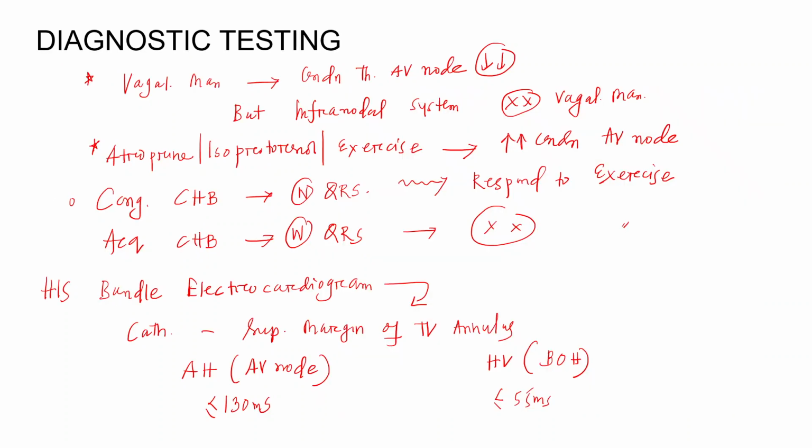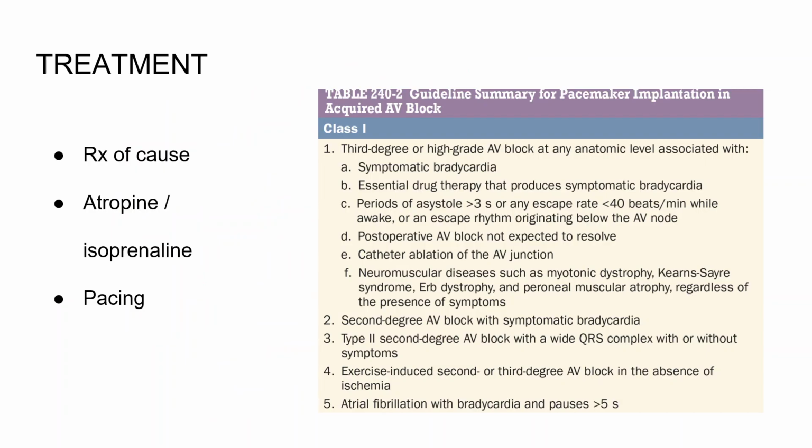Okay. And exercise can also, to some extent, sometimes differentiate the blocks, whether it is through the AV node or the block is in the infranodal system, because vagal maneuvers or exercise will have an effect if the AV node is involved, but in case of infranodal involvement, it will not have any effect.